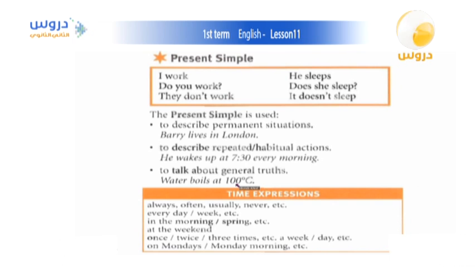So we use the simple present for permanent situations. We use the simple present for repeated actions or habitual actions. And we use the simple present for facts or general truth. Am I right? Okay, is that clear?